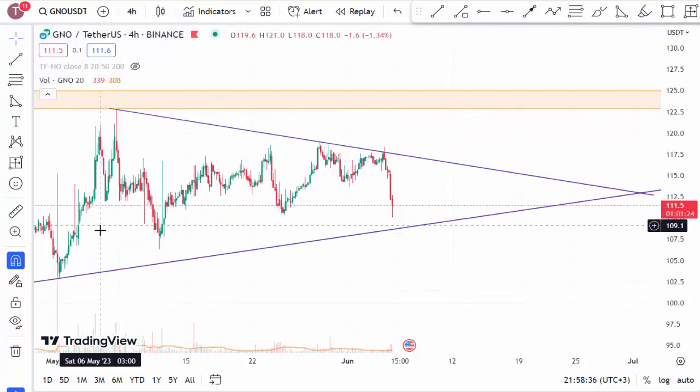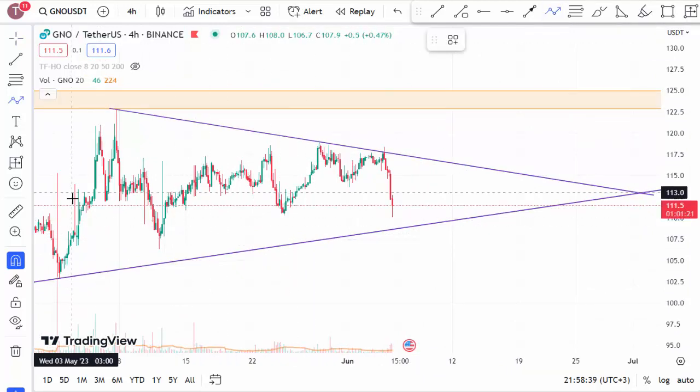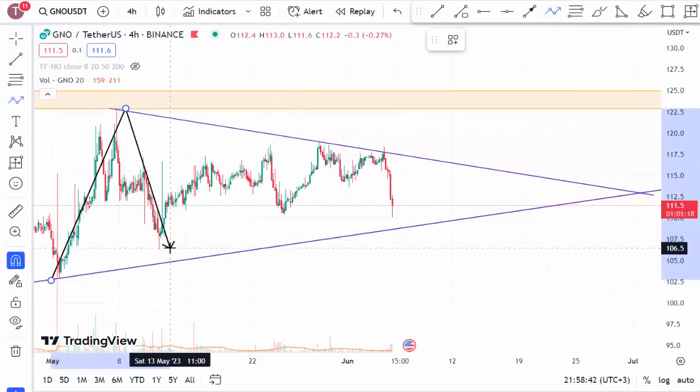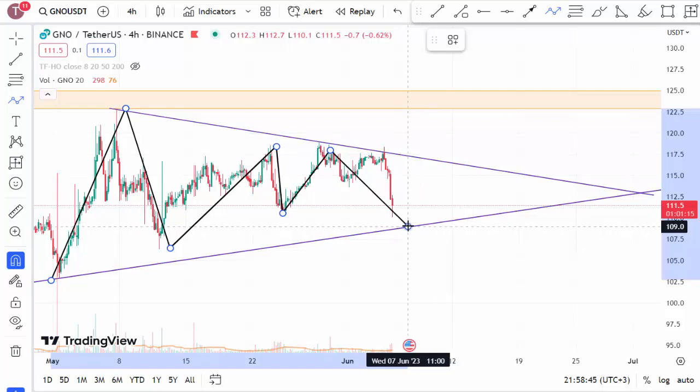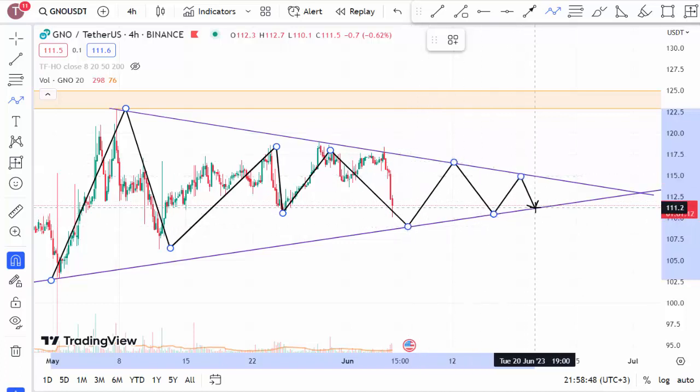The reason is that we have an ascending trend with approximately 5 touch points. This area is critical, and if the trend breaks downward, we may witness a substantial decrease in price movements.